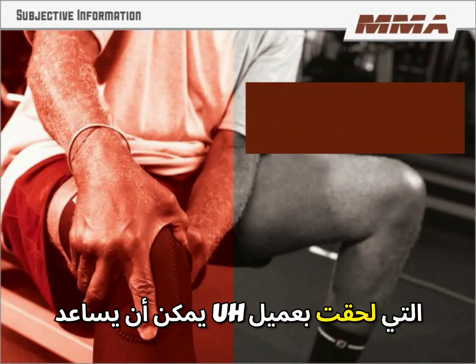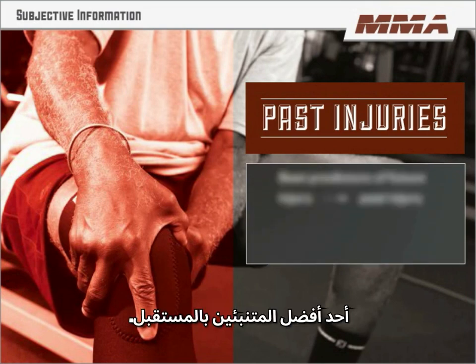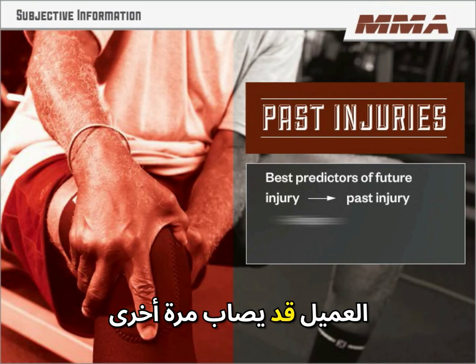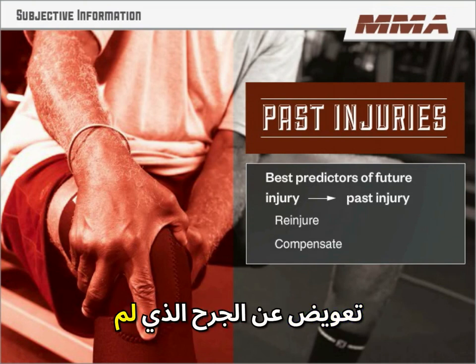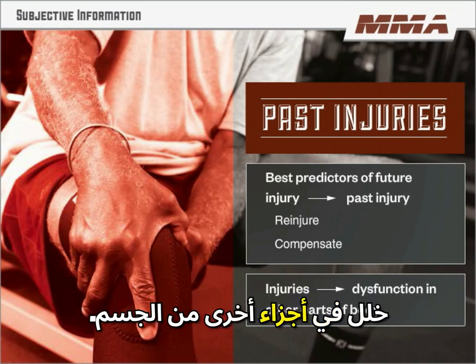Asking about a client's previous injuries can help illustrate possible dysfunctions they may have. One of the best predictors of future injury is a past injury, because a client could re-injure that area again, or compensate for one that's not fully healed. Injuries can also lead to dysfunction in other parts of the body.